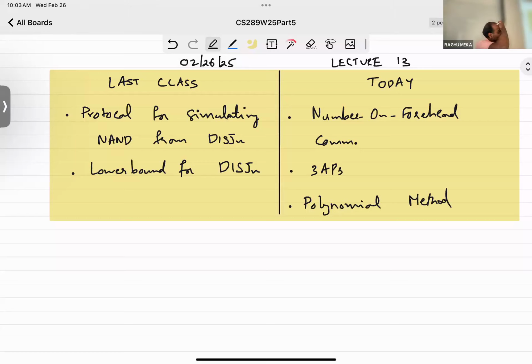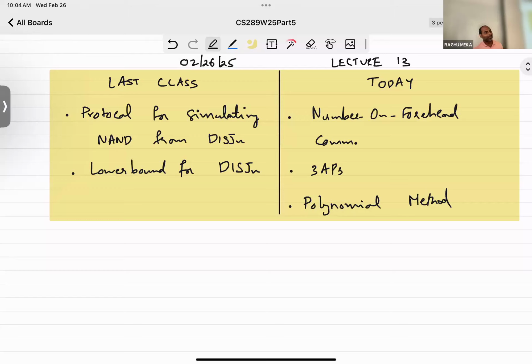Today we'll start a new topic, which you can approach from many different angles, which is a good thing. It's been studied in different fields and different forms. So I'll present first the number-on-forehead version, which is the more communication complexity perspective on this question, and then we'll connect it to some questions in combinatorics. And finally, we'll talk about a simpler case of this problem where there's a very clean algebraic technique called the polynomial method, and we'll see how to use it.